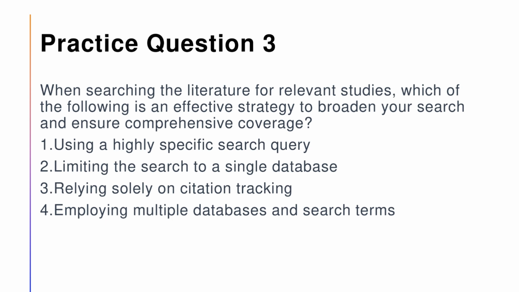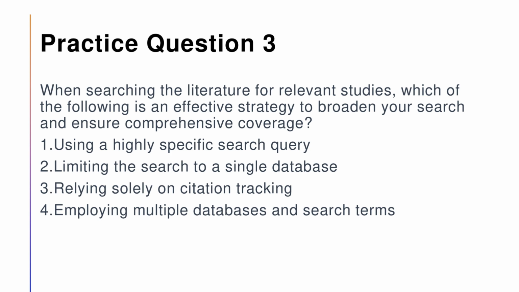Okay, so our last question, number 3: when searching the literature for relevant studies, which of the following is an effective strategy to broaden your search and ensure comprehensive coverage? So again, pause the video, have a think about it, and we'll be discussing the answer in a short while. Okay, so this might not be covered extensively in today's episode, but don't worry, we'll be talking about it in our future episodes. So the answer is actually D, employing multiple databases and search terms.